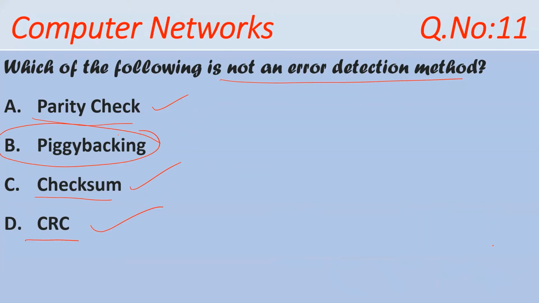Piggybacking is a technique where the acknowledgement is delayed and sent along with the data. Along with the data packet, the acknowledgement is piggybacked and transmitted. Rather than sending two packets, the data packet and then the acknowledgement, and increasing the traffic in the medium, both the acknowledgement and the data are combined together in a single packet and transmitted. So that is piggybacking, which is not an error detection method.